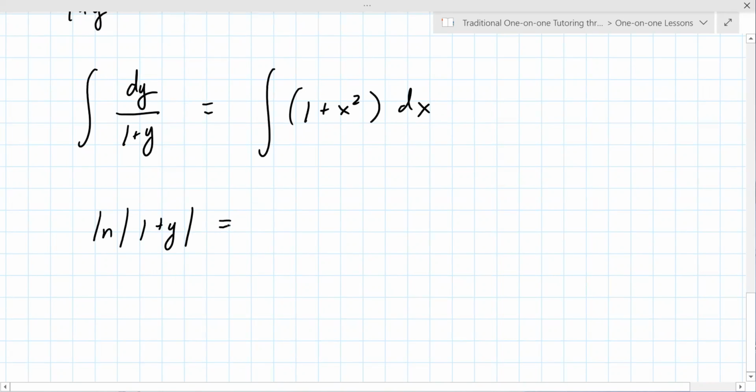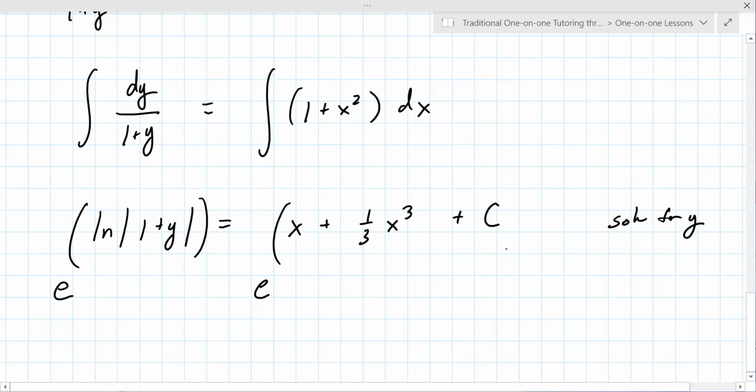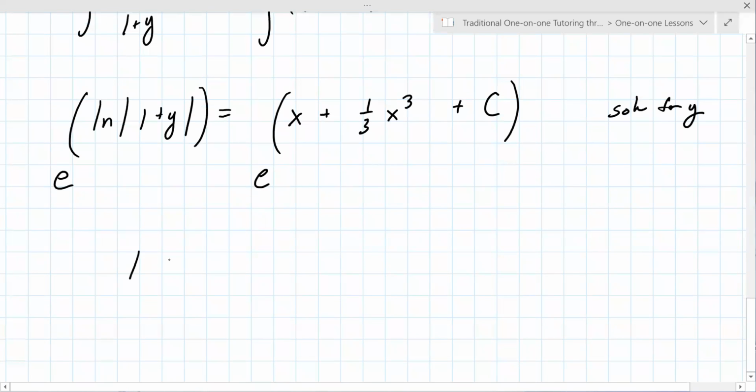Sometimes it's good to review those antiderivative rules and not overthink them. This is x plus 1/3 x cubed plus c. Okay, and this one you can solve for y. For lack of a better word, you would just e both sides. You're undoing the ln with e, its inverse function. This is 1 plus y equals e to the x plus 1/3 x cubed plus c.